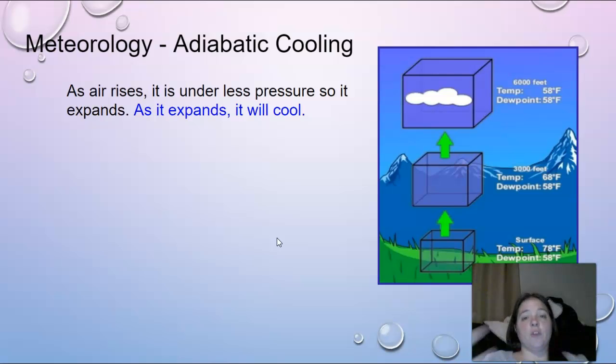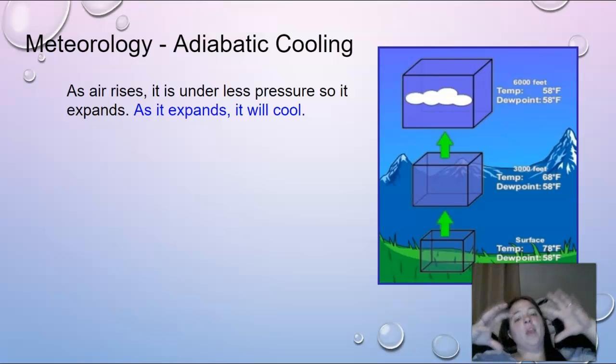All right, so now we have this thing called adiabatic cooling. So I'm taking it a step further. How do clouds form? Well, as air rises, and remember, air typically has water vapor in it, it's under less pressure. So it's all tightly together when it's down towards the surface. And it's moving a lot of energy. As it goes up, it starts to expand, and it's losing this energy. And that energy is keeping it warm.